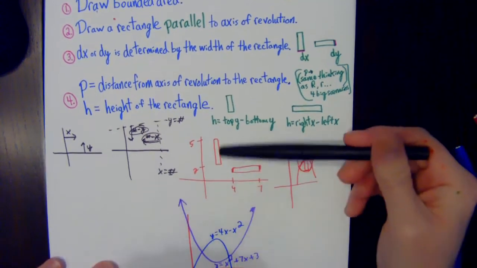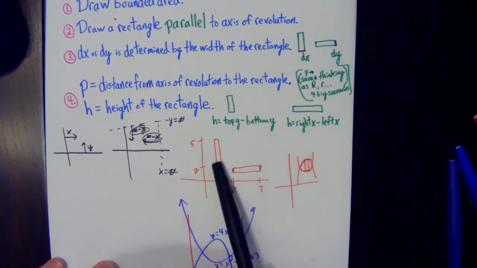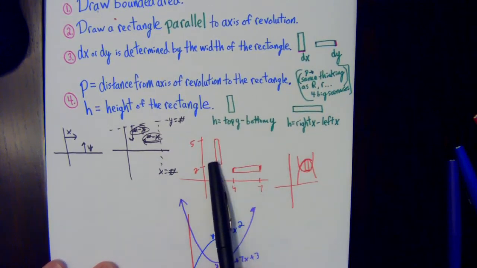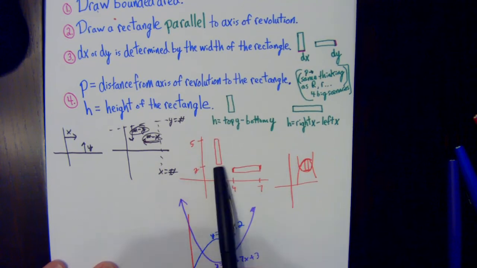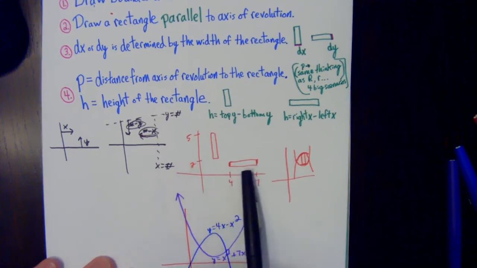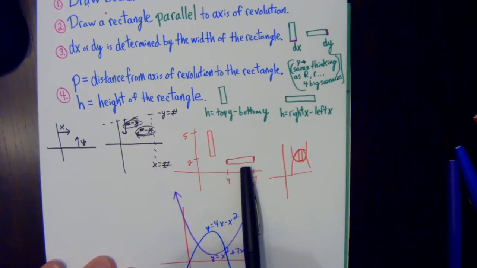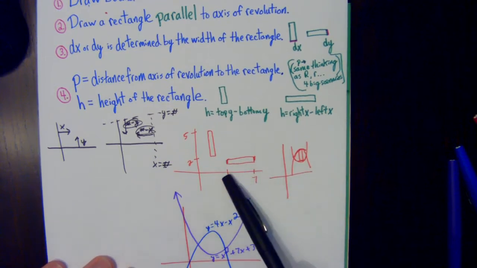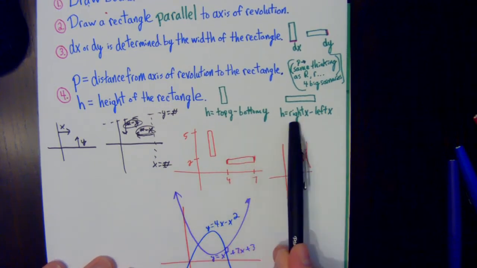But if your rectangle is drawn like this, we know the height of that thing is going to be 3. But what we really did, we did the top y minus the bottom y, 5 minus 2. We know the height of this is also going to be 3, but we did the right x value minus the left x value. So that's why I'm going to have you start with those.